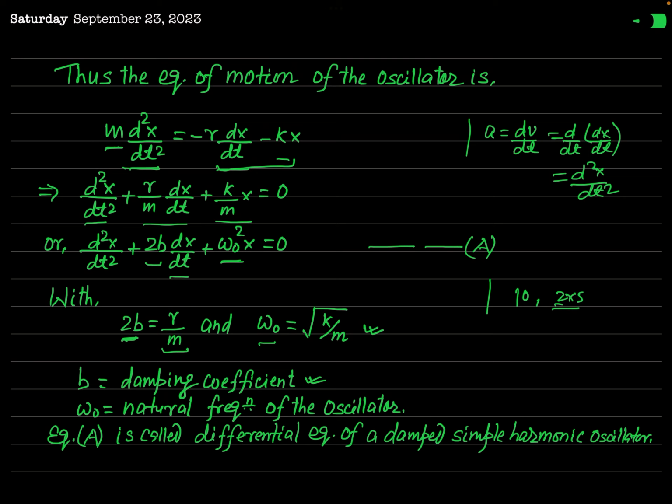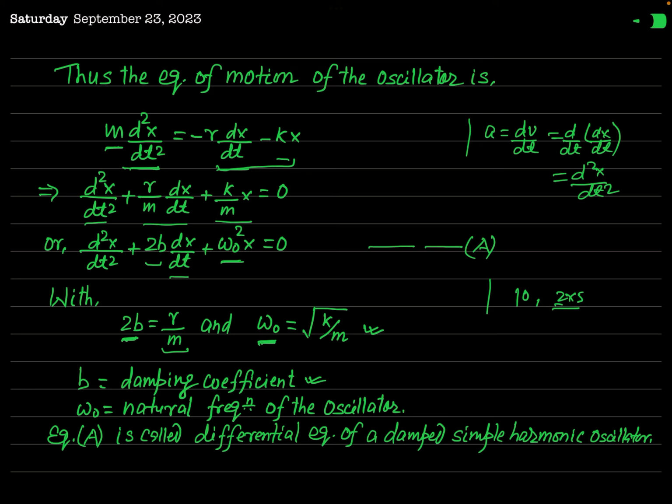And this omega naught is what? This is called the natural frequency of our oscillator. Omega naught is known as the natural frequency. And you have seen this expression while discussing free oscillation or simple harmonic motion in my previous lectures.